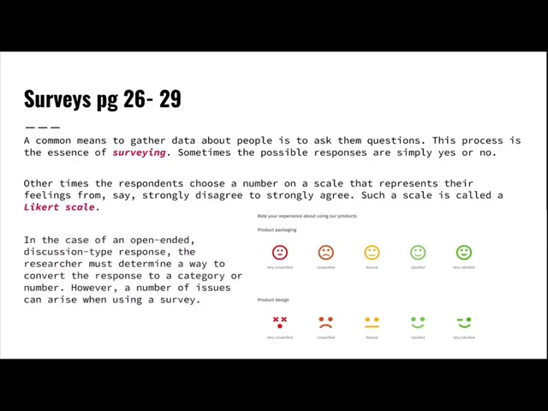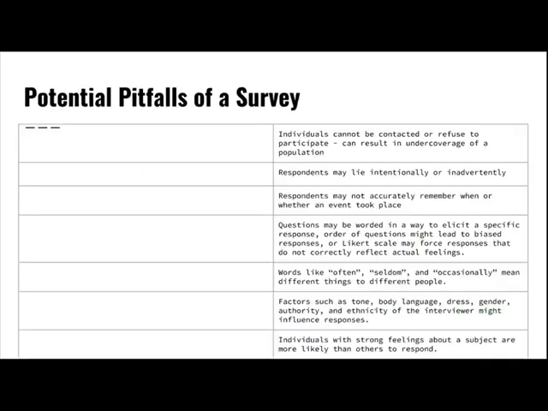In the case of an open-ended discussion-type response, the researcher must determine a way to convert the response into a category or number. However, a number of issues can arise when using a survey. So here are some potential pitfalls of a survey. Non-response. Individuals cannot be contacted or refuse to participate. This can result in undercoverage of a population.